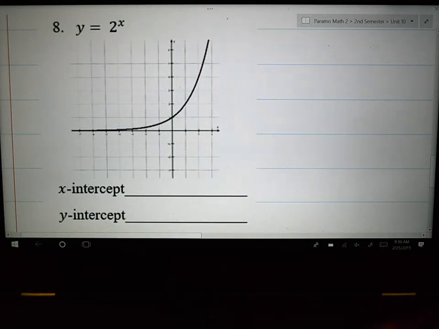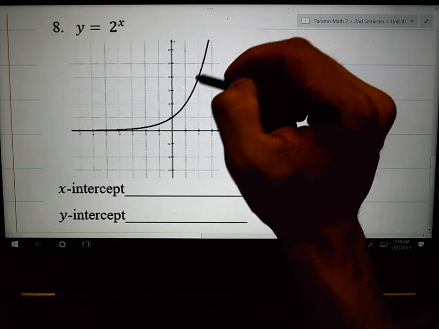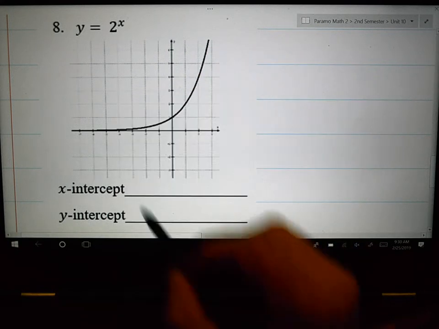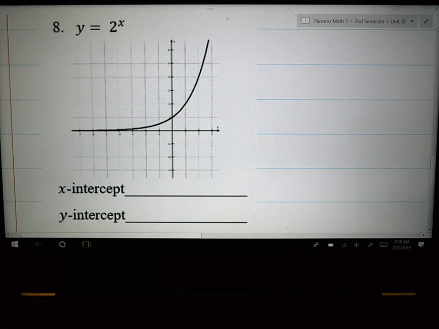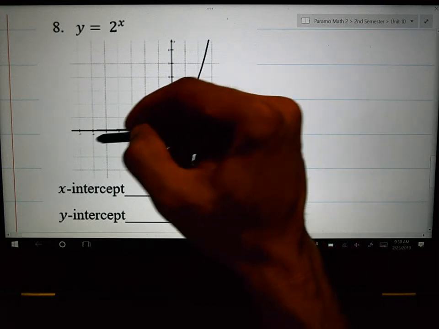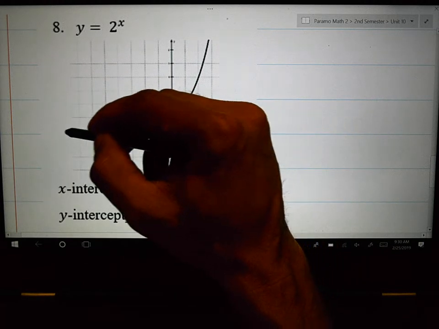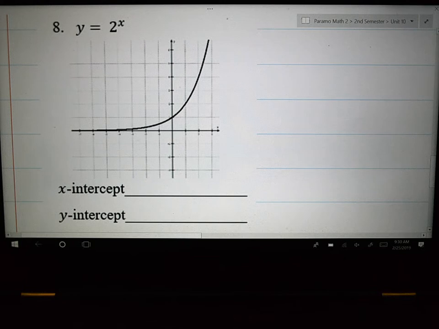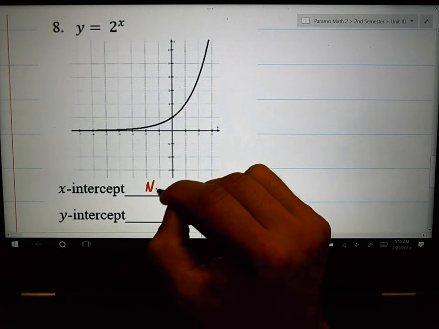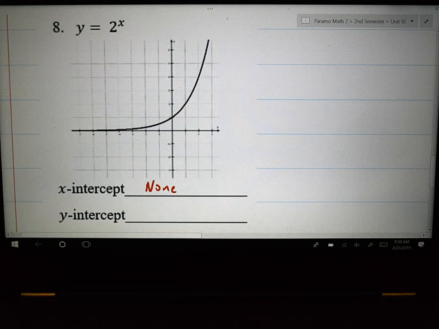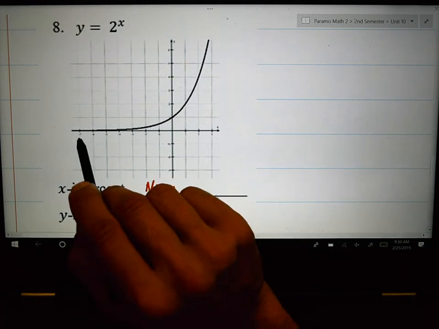Now this says, what's your x-intercept? And you might look at this and think that it's crossing the x-axis, but it doesn't. It never crosses through the x-axis. It actually just gets closer and closer and closer and closer, but it never actually crosses. There is no x-intercept. The answer is none for the x-intercept. And I could prove it to you. Oh, Mr. Paramo, it looks like it might go through right here.